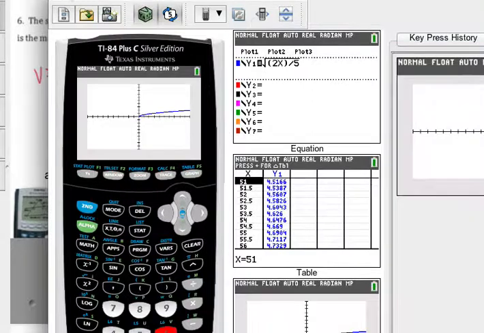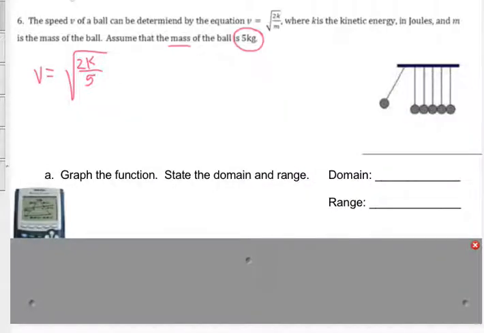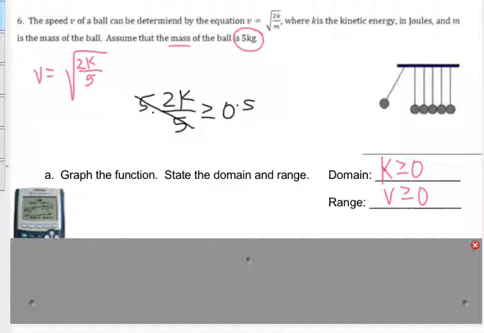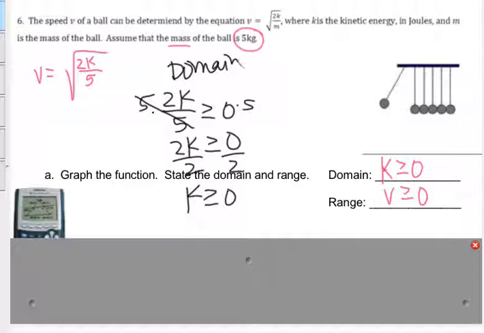So my domain, once again, was k is greater than or equal to 0. My range is when my velocity is greater than or equal to 0. And you could also have done that from what we did before. My domain, I would say 2k over 5 is greater than or equal to 0. Multiply by 5 on both sides. Divide by 2, so k is greater than or equal to 0. That's exactly what I got for my domain. And then remember, your range is from whatever comes after the radical sign. Well, this is really plus 0, so there you go.